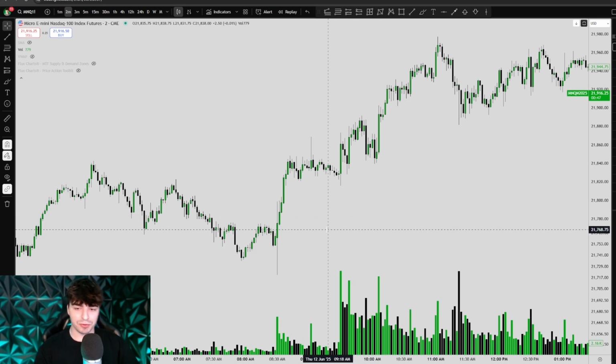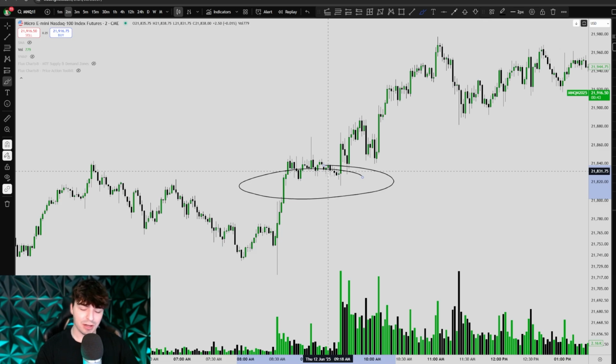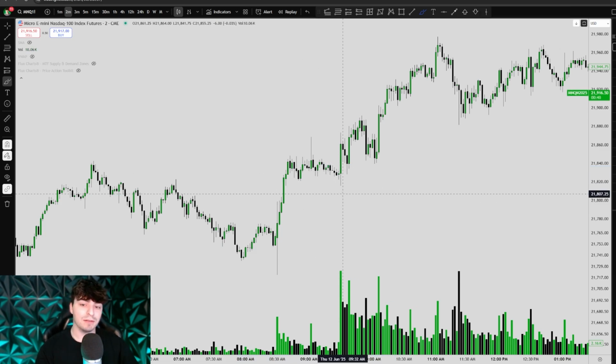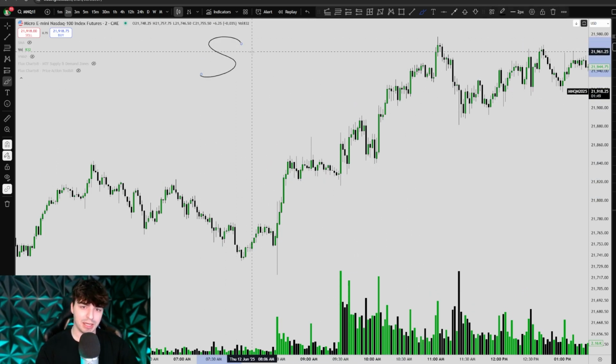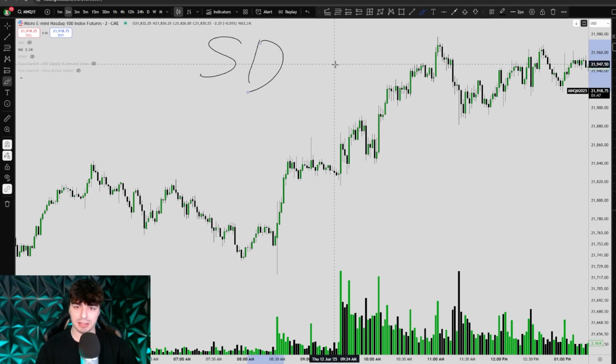So what is an order zone? An order zone is basically an area or a price point on the chart where there are a lot of orders sitting, right? It's called an order zone. So there are two main theories in the market that can help us find where orders are sitting. Supply and demand, S&D, and liquidity sweeps.